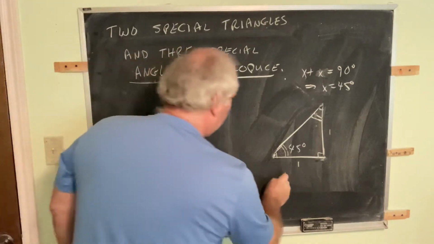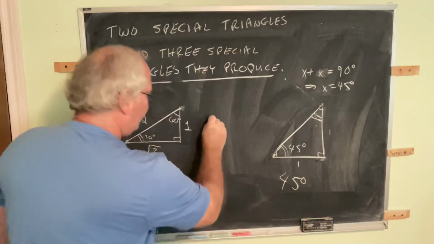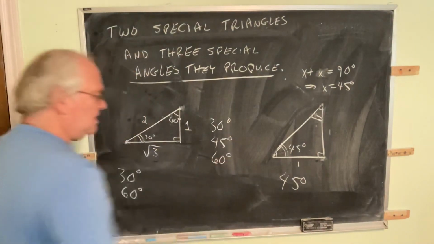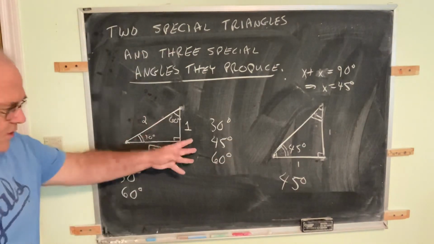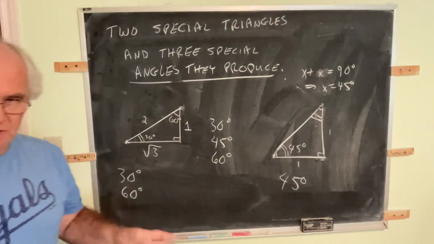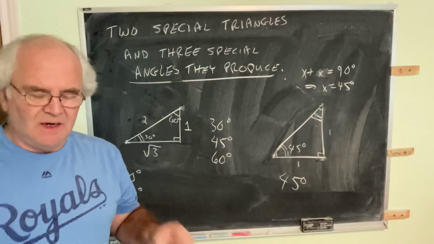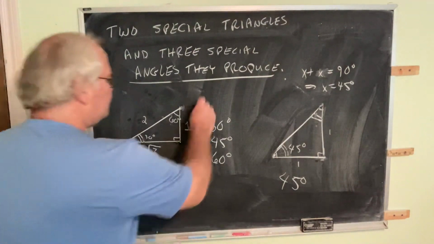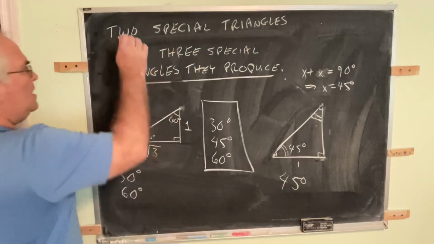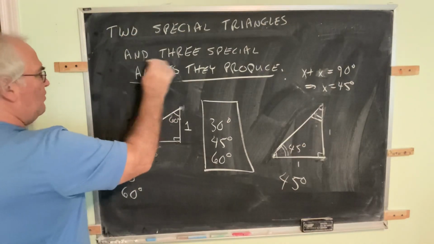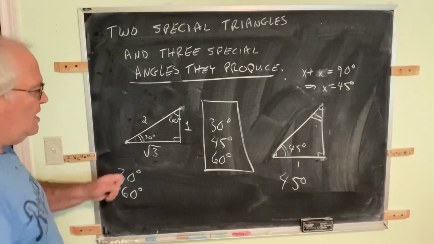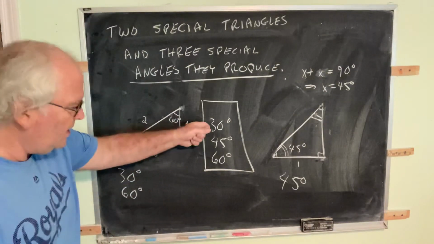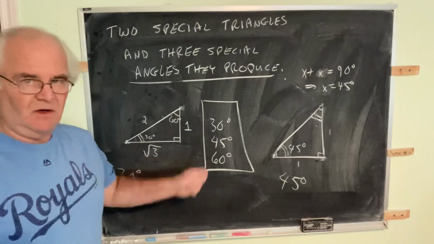So the special angles are 30 degrees, 45 degrees, and 60 degrees. Those are 3 special angles. They have special properties, special values that are going to be specially worked with as we go through the course. So, 2 special triangles give rise to 3 special angles: 30 degrees, 45 degrees, and 60 degrees.